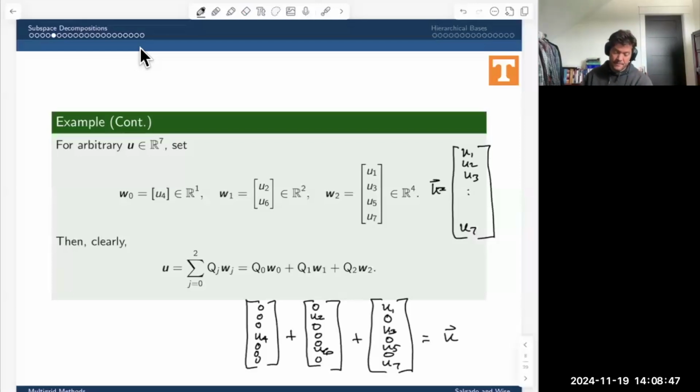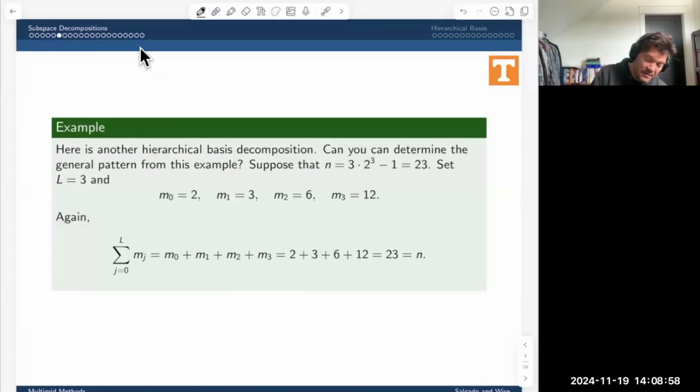the general U vector. So maybe you can start to see a pattern of how I'm doing this. Of course, I'll explain more later, but it's fun to see if you can guess the pattern. So I'm going to end with this example. Let's see if you can determine the general pattern from this one.